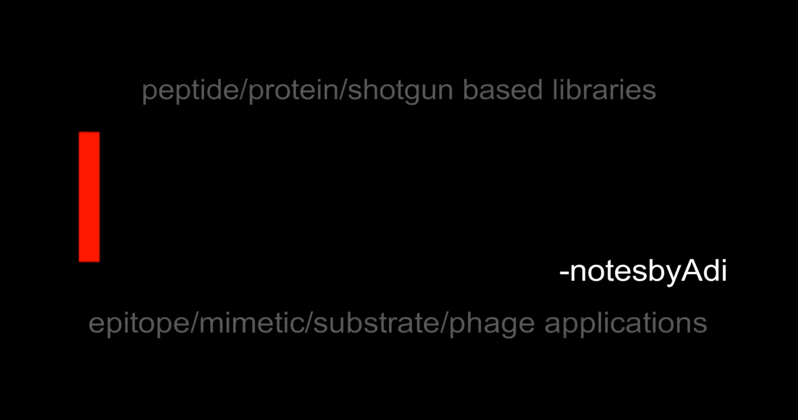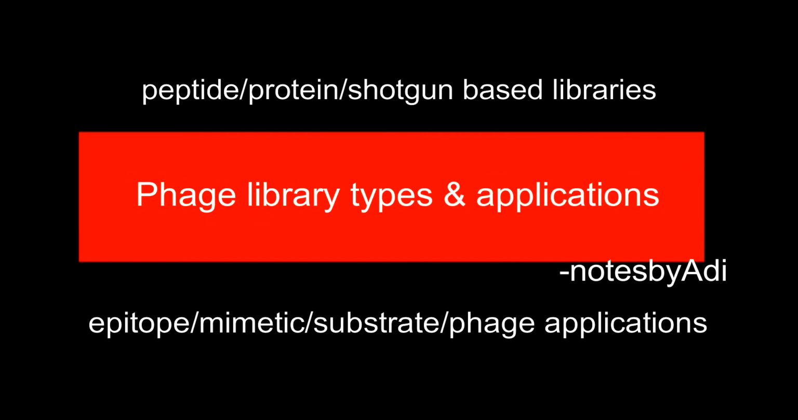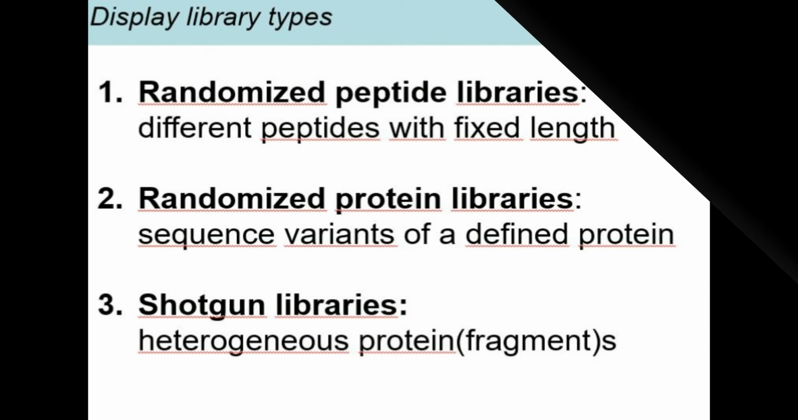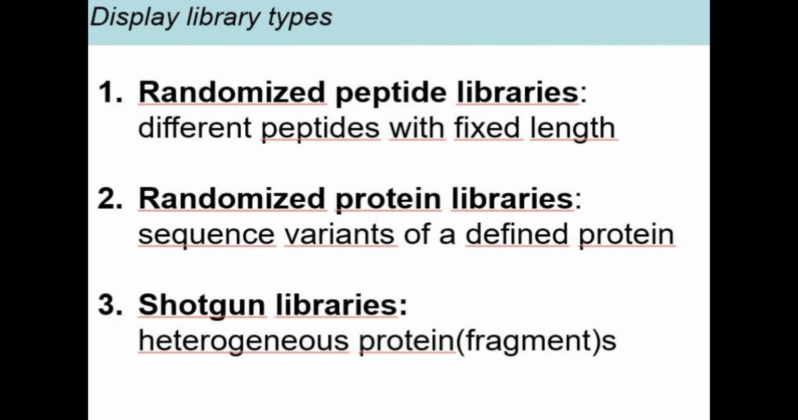The phage libraries can be of three main types. So first is the randomized peptide library, which consists of different peptides with fixed length. The second category is the randomized protein libraries, where we have sequence variants of a defined protein. And the third is the shotgun library, which consists of heterogeneous protein fragments. And we will discuss all these three in a little detail.